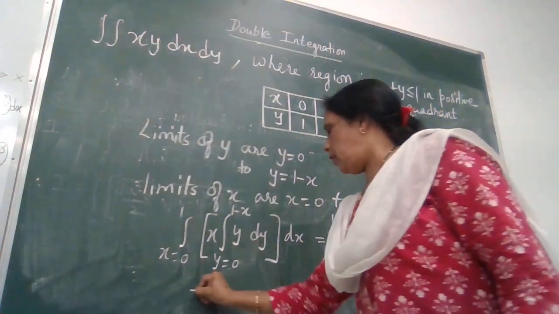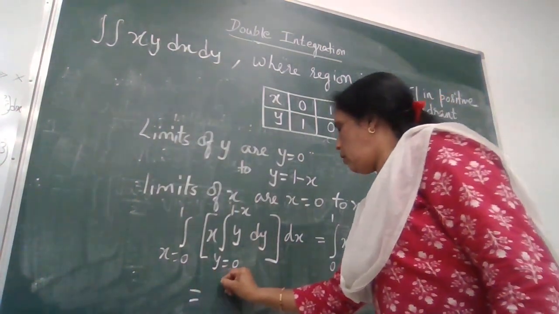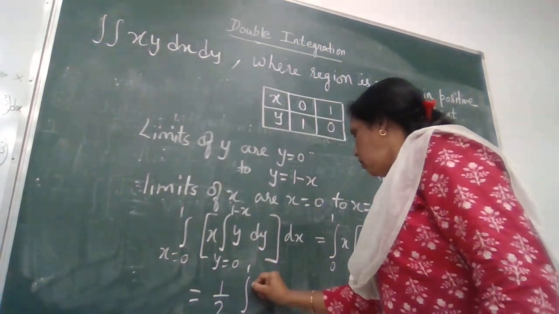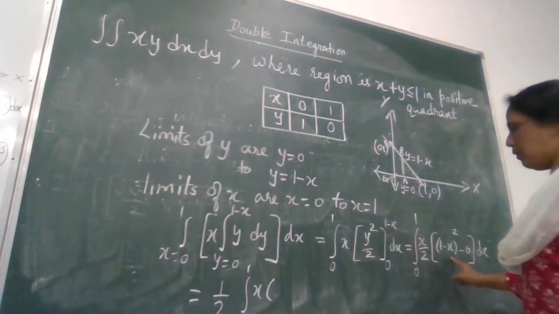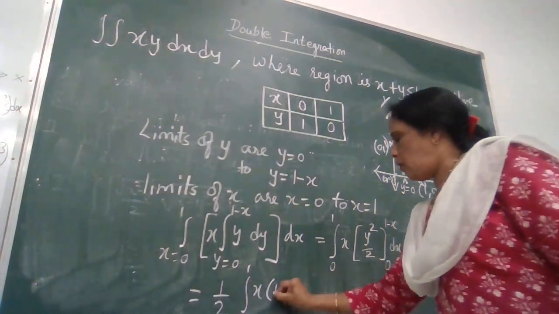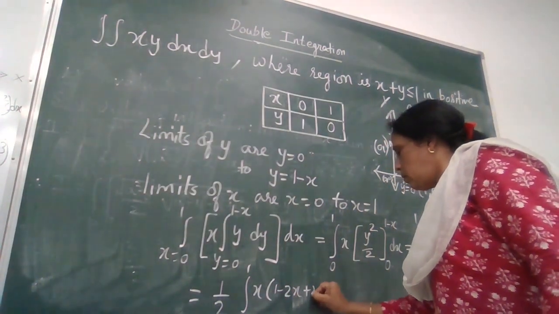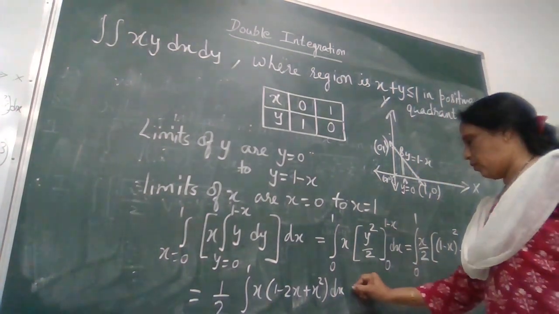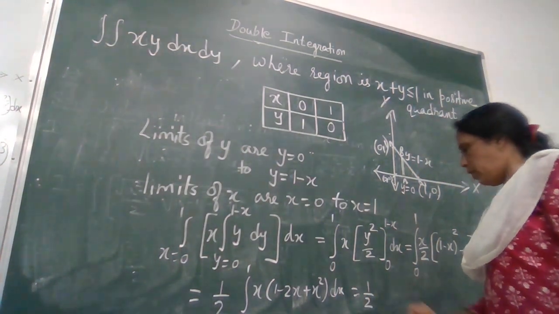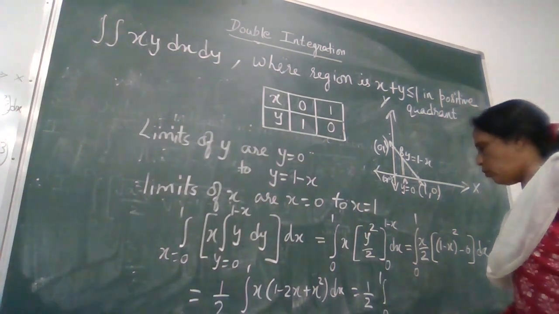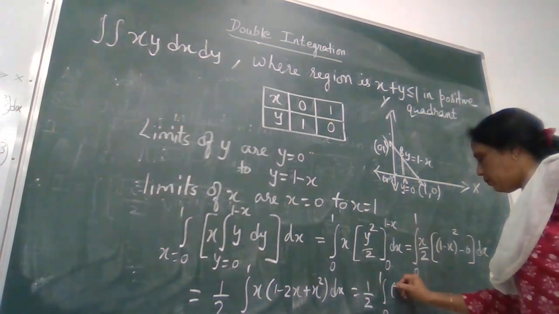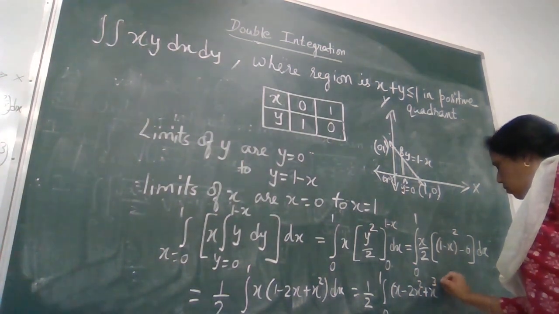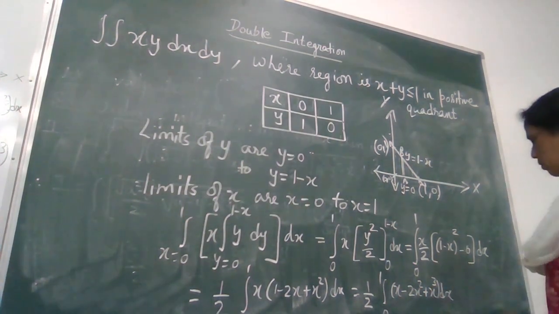So we get the answer as 1 by 2, which is a constant, outside, x, and 1 minus x whole square we have to do. So 1 minus 2x plus x square, integration with respect to x. So this is equal to 1 by 2 integral 0 to 1. We take the product: x minus 2x square plus x cube dx.